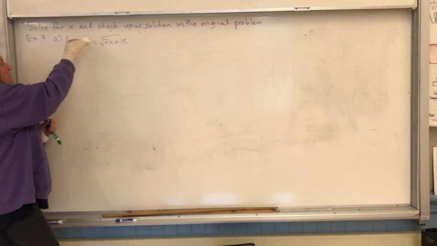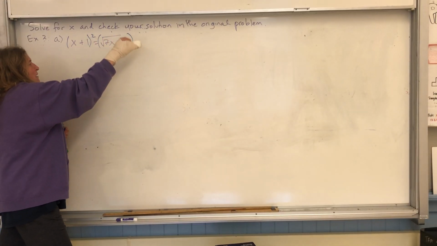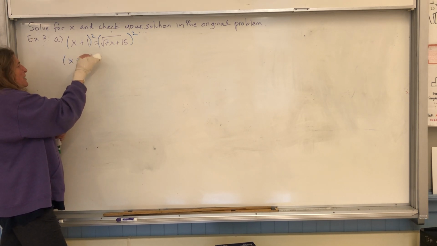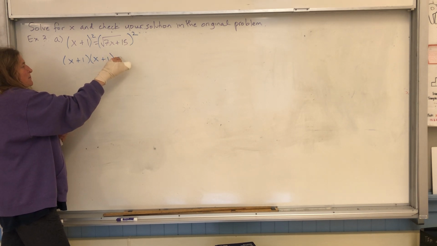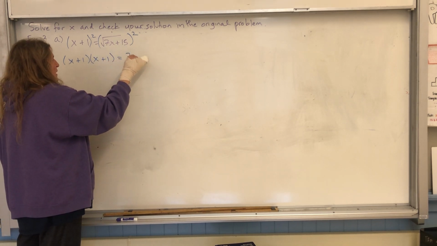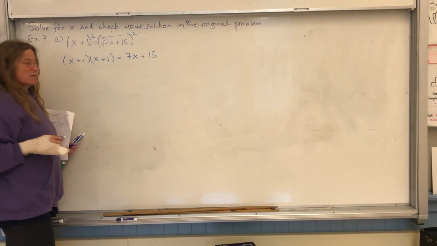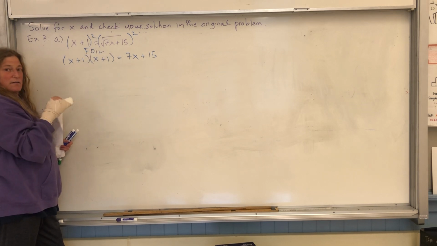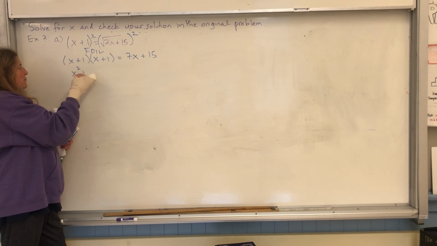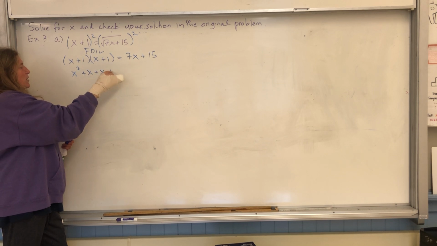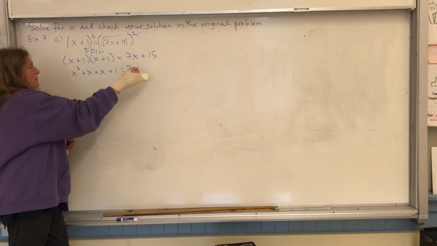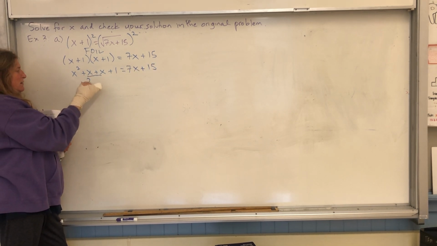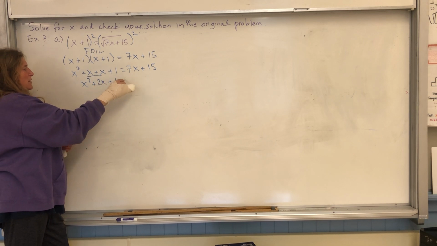If I go to square both sides, I have to remember that when I square x plus 1, that's actually x plus 1 times x plus 1. Right? And if I square the square root here, I'm just left with 7x plus 15. So I have to remember I'm going to have to FOIL this. Right? And if I FOIL, I get x squared plus x plus x plus 1. Right? So these x's combine. So I get x squared plus 2x plus 1.